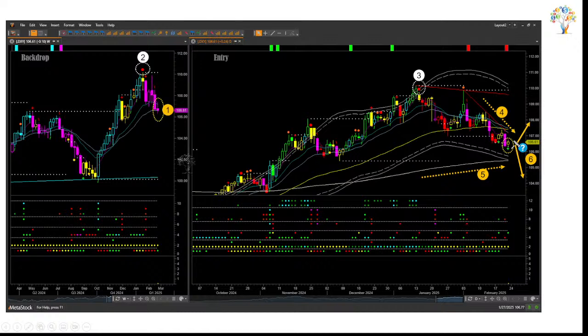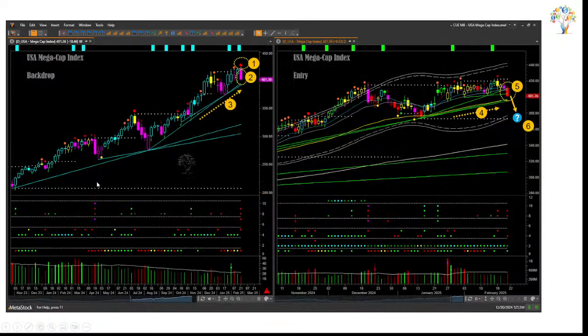At present, I have no preferred direction for dollar index. That's why I have drawn the solid arrow lines in both direction. I have no preferred direction. Mega cap index.